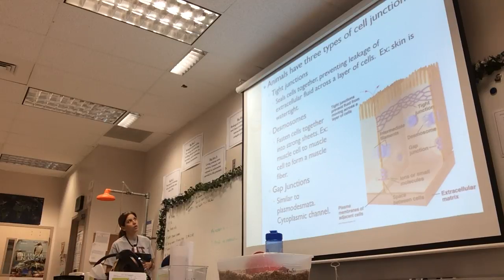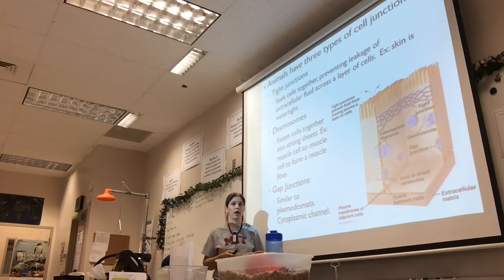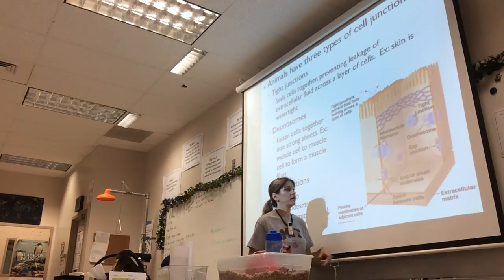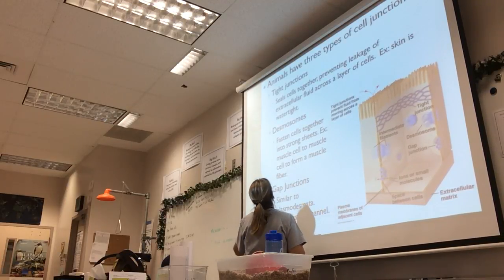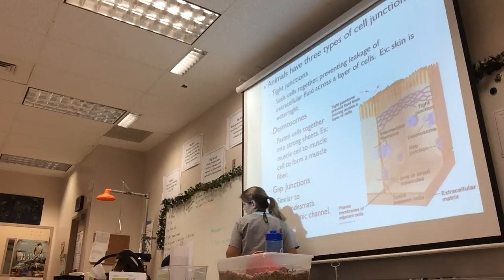Animals have three types as well. We have tight junctions, what are called desmosomes, and gap junctions. Gap junctions are most similar to the plasmodesmata. They're just the animal cell version. And literally, again, they just let ions and small molecules flow through from space to space. Desmosomes and tight junctions are a little bit different.